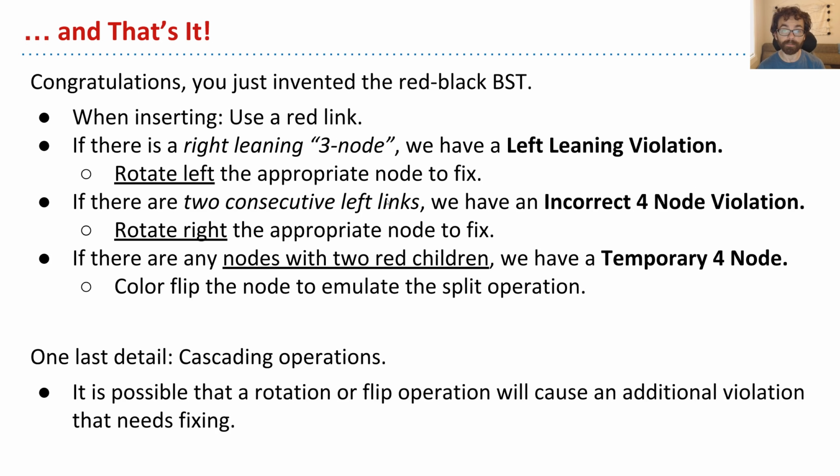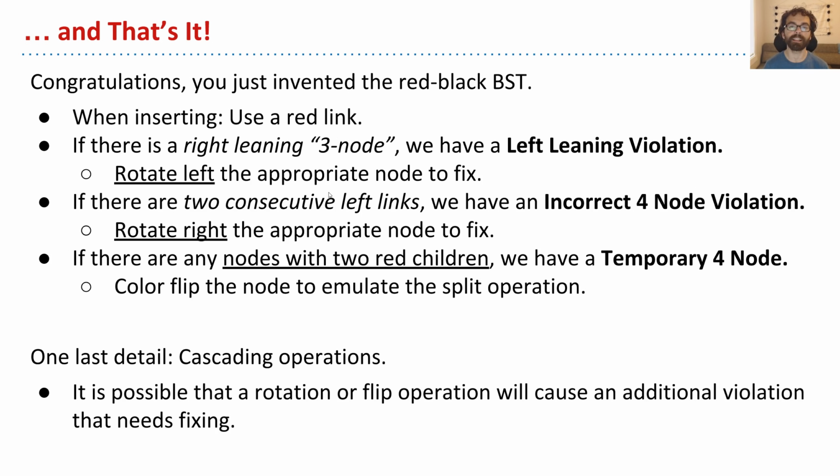If there's 2 consecutive left links, our problem is that we have an incorrect 4-node violation, right? We're not allowed to have 4 nodes that are represented as 2 consecutive left links, so we're going to rotate right so we have the proper representation of a 4 node. And then lastly, if you ever have nodes with 2 red children, that means we have a temporary 4 node that needs to be split. So in order to emulate the split operation in a 2-3 tree, we're going to color flip the node. That is, all edges touching the node will flip. Okay? And that's it. So it turns out just these 3 relatively simple ideas will work.